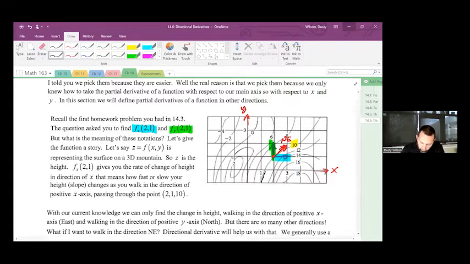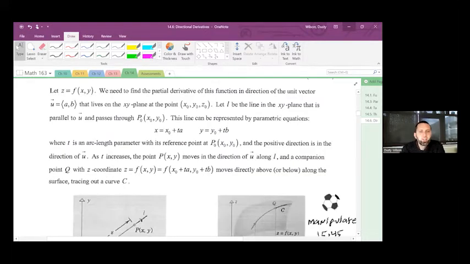And it sort of gives us a hint of things to come. But since we're traveling along the level curve, we would just estimate that there is no change in height. So maybe our directional derivative in that direction would be 0. Back to our derivation. Let z equal f of x y.